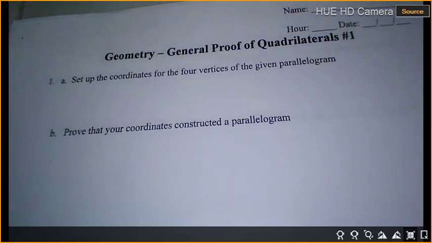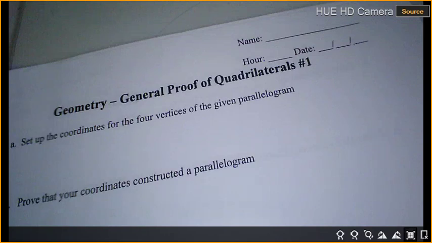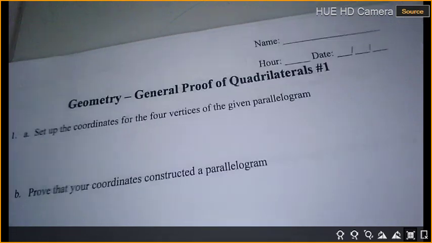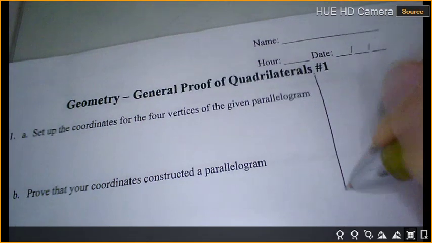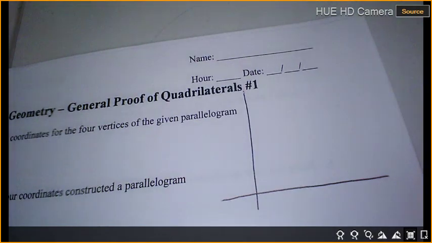Looking at a general proof of quadrilaterals, we're going to set up a coordinate for the four vertices of the given parallelogram. I'm not sure why there's not a picture here, but there needs to be, so I'm going to draw it in. I'm sorry that you guys have to sketch this, but I need you to do it.